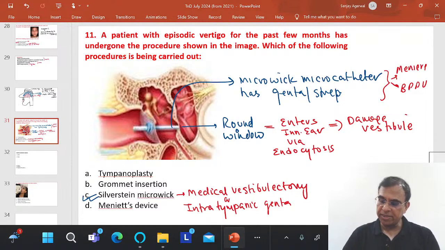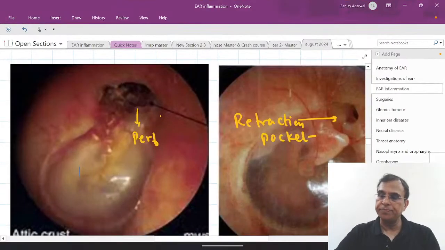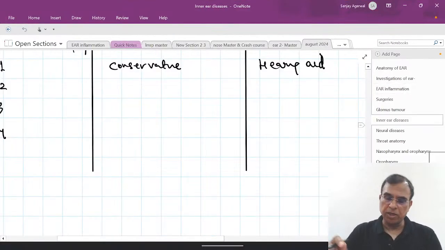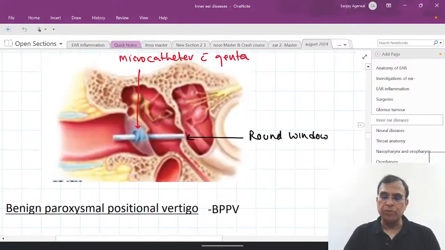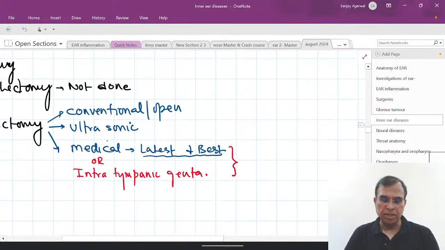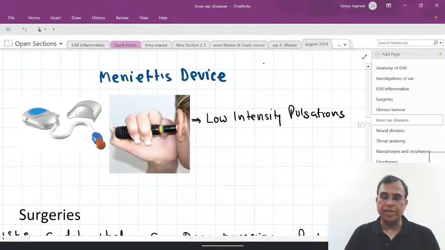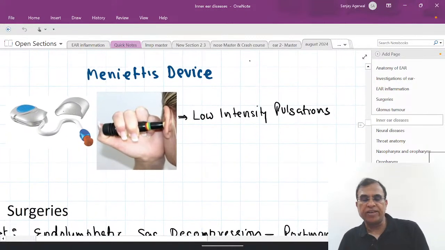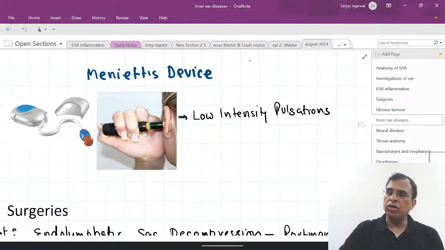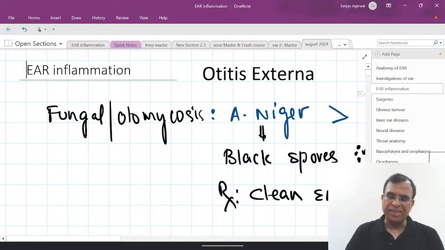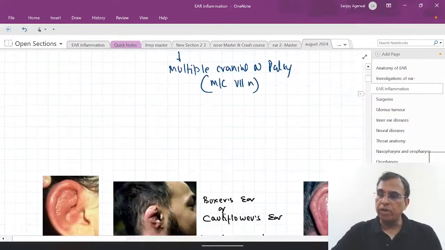Now Meniere's device looks very different. This is how the one we discussed looks, and this is how the Meniere's device looks. So the Meniere's device is a very different kind of gadget, and it is also used to treat Meniere's disease, and as it is written here, it produces low intensity pulsations. And grommet we all know, I don't have to show it, but still I will show you how a grommet looks.